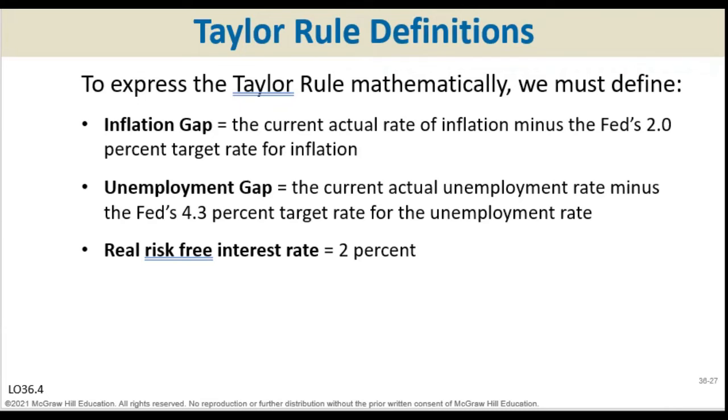Here are some clarifications. The inflation gap is equal to the current actual rate of inflation minus the 2% target set by the Fed. And the unemployment gap here is the current unemployment rate minus the 4.3% target rate that the Fed set up.